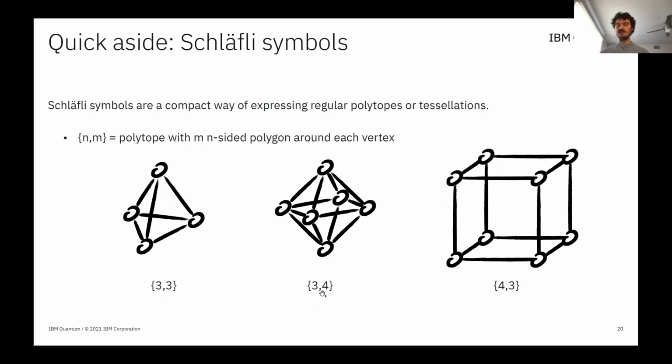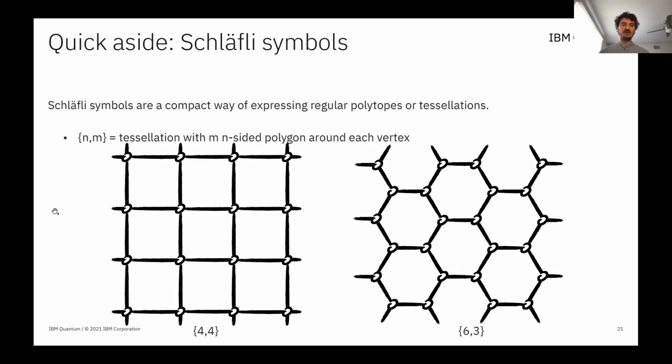And that's a cube. And you notice that if you just invert the ordering of the Schläfli symbol, then you actually get the dual of each other. So the octahedron is the dual to the cube. Okay, and the tetrahedron is self-dual. So if you reverse the order, you get the tetrahedron itself. But an {n, m} Schläfli symbol can also describe a tessellation of 2D space. So again, it's a tessellation with m n-sided polygons around each vertex. So around each vertex, you have 4 squares, and that just gives you the square grid. Or you have the honeycomb lattice, where around each vertex you have 3 hexagons, for example.